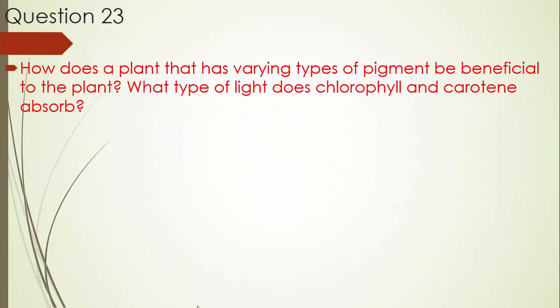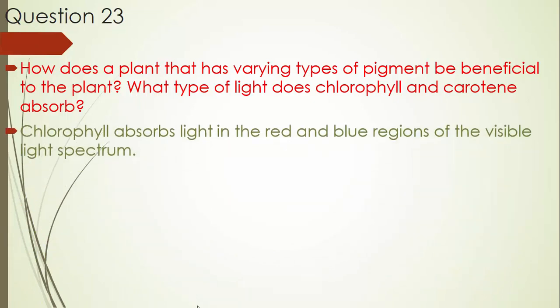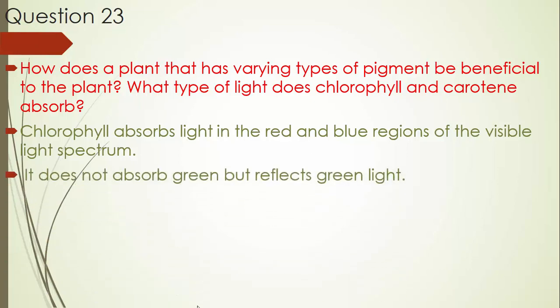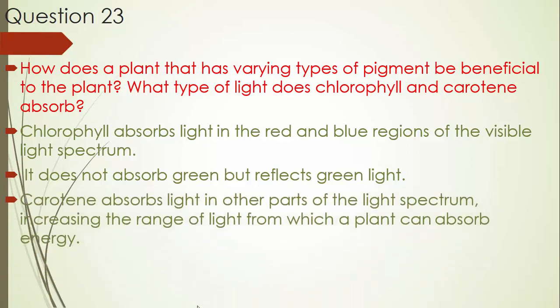Number 23, how does a plant that has varying types of pigment be beneficial to the plant? And what type of light does chlorophyll and carotene absorb? Well, chlorophyll absorbs light in the red and blue regions of the visible light spectrum. And remember, we talked about plants are green, and that's because they reflect green light. They do not absorb green light. Now, carotene absorbs light in other parts of the light spectrum, increasing the range of light from which a plant can absorb energy. And that's why it's beneficial to the plant. So it's not just absorbing red and blue regions of the visible light spectrum. It can absorb many more colors because of the carotene rather than just having the chlorophyll.